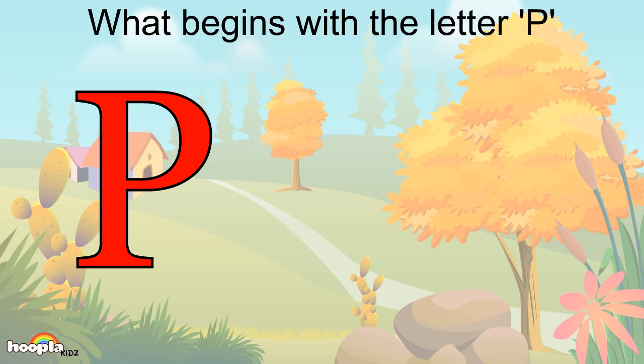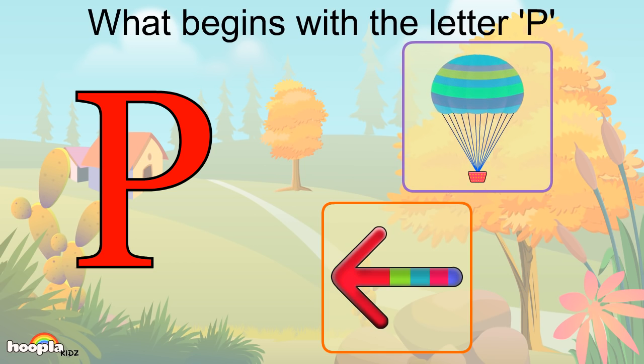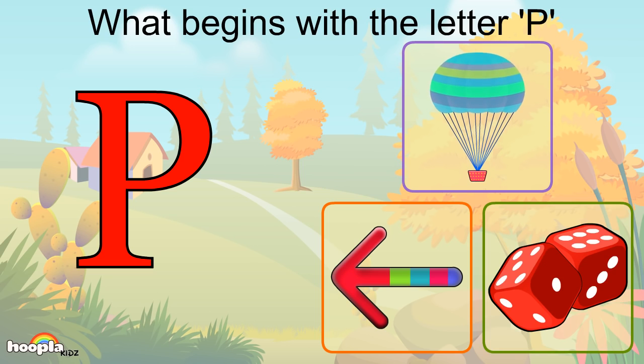What begins with the letter P? Parachute, arrow, dice.